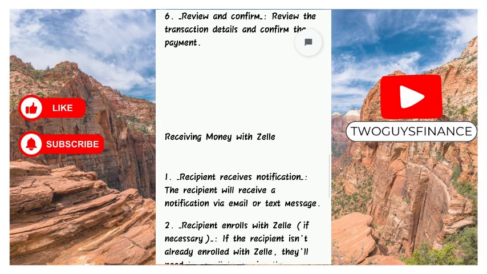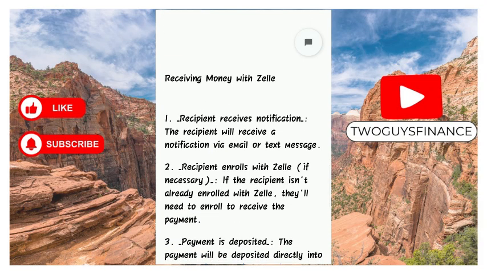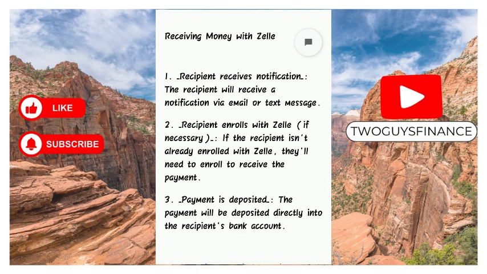Now, for receiving money with Zelle, you're gonna need a recipient. The recipient is gonna receive notifications, so they'll receive a notification via email or text message, and then the recipient enrolls with Zelle if necessary. So if the recipient isn't already enrolled with Zelle, they will need to enroll to receive the payment, and the payment will be deposited directly into the recipient's bank account once it is sent.